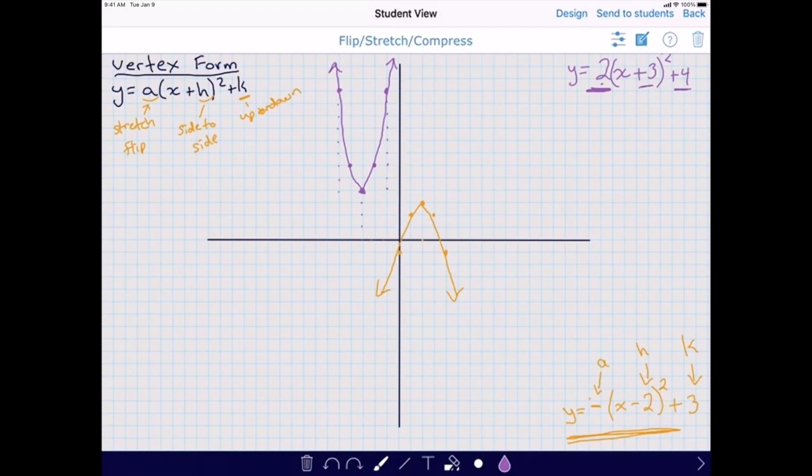So you can see it's been narrowed a bit from the basic parabola. Whereas the orange one is still the same shape as the basic parabola, it's just been flipped. All right, so that's putting it all together.